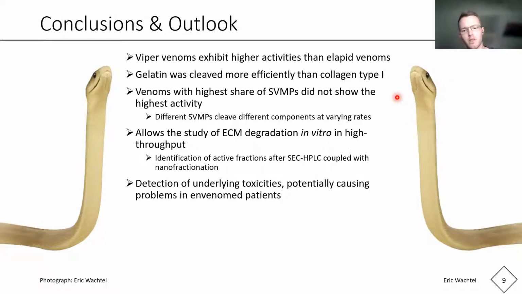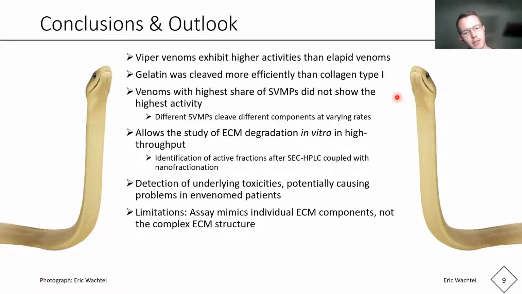Then detection of underlying toxicities, potentially causing problems in venom patients. That is something that might be of interest, for example, for inhibitor studies, stuff like that. For example, as we saw with the black mamba, they still had some activity. Of course, in bite patients, the neurotoxicity is prevalent. But if a victim survives the neurotoxic effects, it might be wise for doctors to observe the patients a bit longer, also for effects like bleeding or onsetting necrosis, which might take a while to set on with these species.